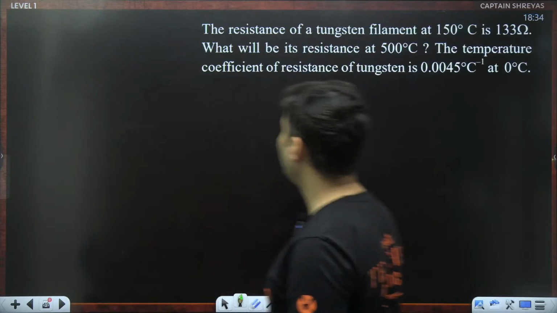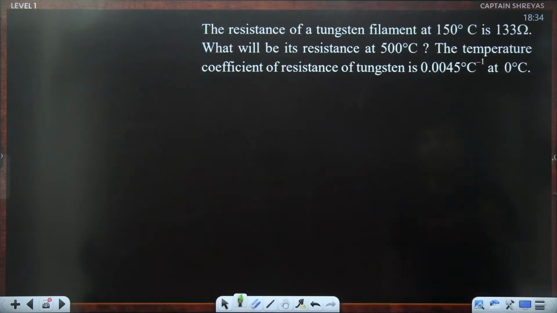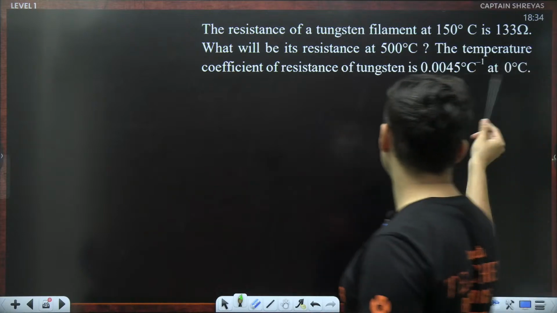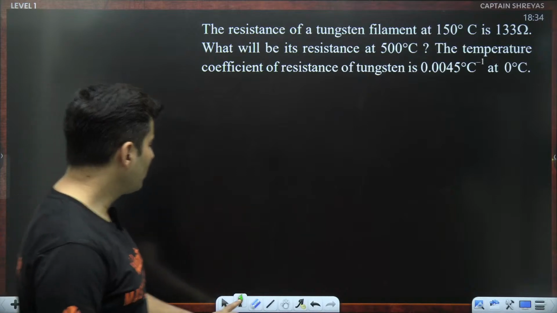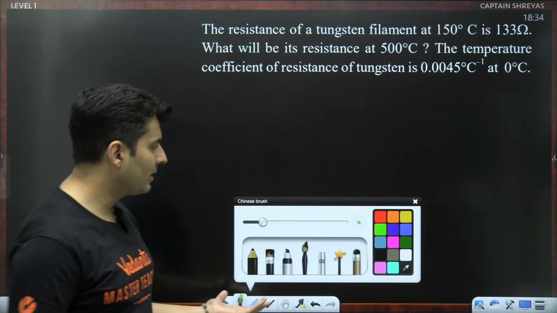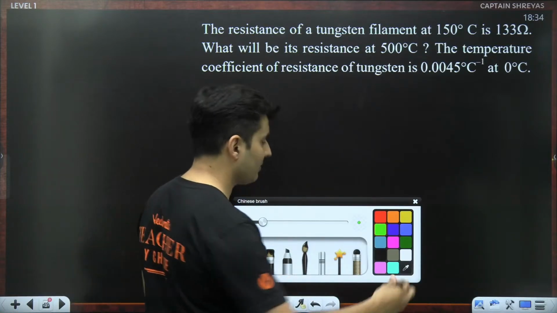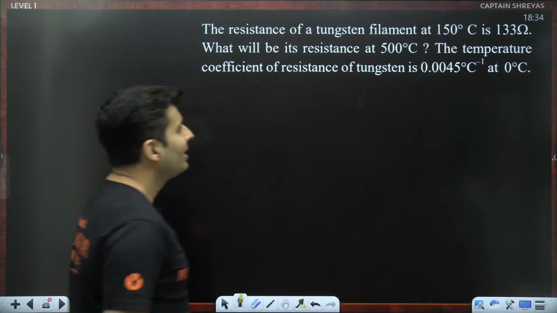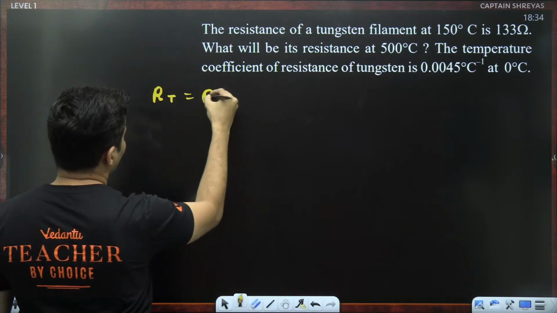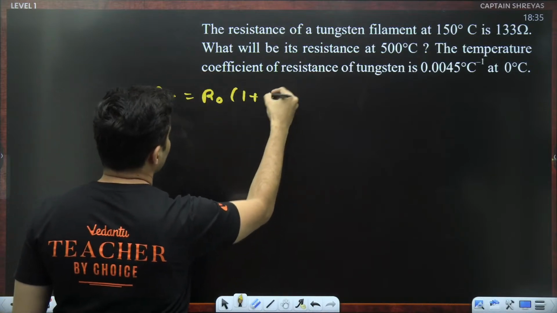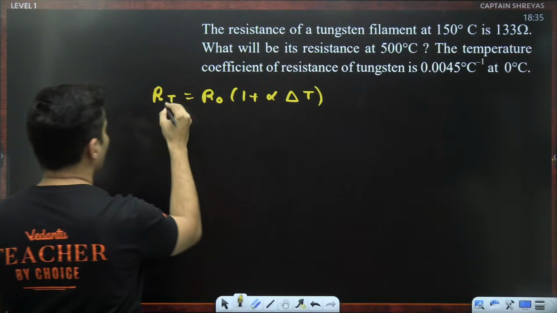Okay, moving on to the next question. The resistance of tungsten is this much at 133. What will be the resistance at 500? The temperature coefficient of tungsten is this much. So use your thermal coefficient of resistance, sorry, my bad, not linear expansion. All you have to do is RT is R naught into 1 plus alpha delta T.